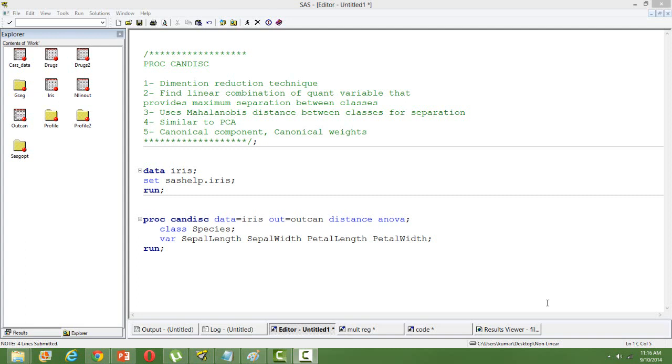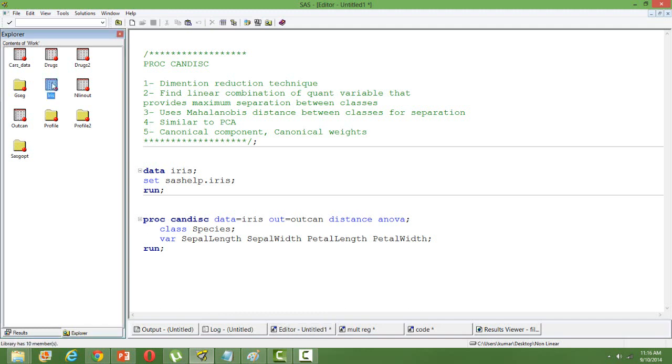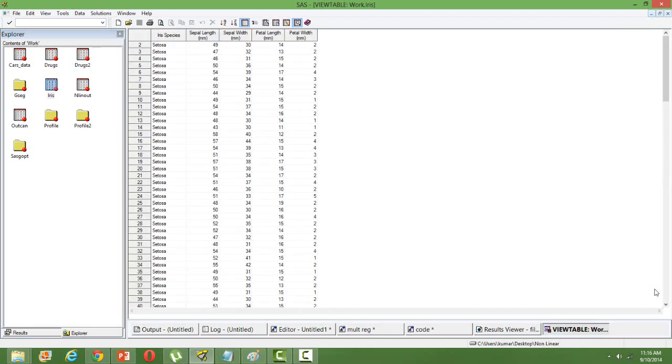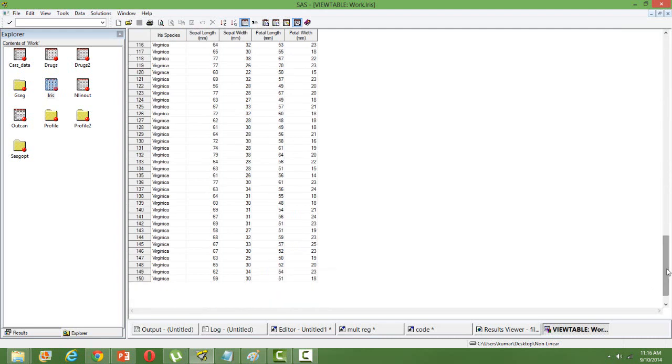For this illustration, I'll take a dataset from SAS, the iris data, which is very famous. This data is also used for cluster analysis and discriminant analysis. Just to show you the dataset, it has the different flower species and their corresponding sepal length, sepal width, petal length, and petal width. There are three categories in all, so those three flower categories and their corresponding widths and lengths.